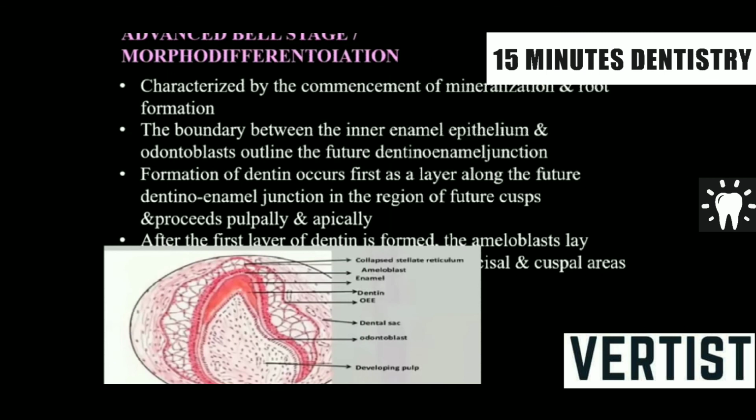In the advanced Bell stage, as I told you, you get ameloblast, odontoblast, dentin, enamel, and dental pulp. Because of this, the stellate reticulum which is there starts collapsing. At the same time, there will be a folding of the outer enamel epithelium or the enamel organ because the blood supply from the periphery will start giving supply to the enamel organ.